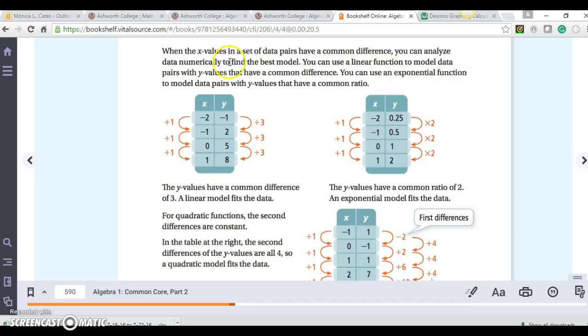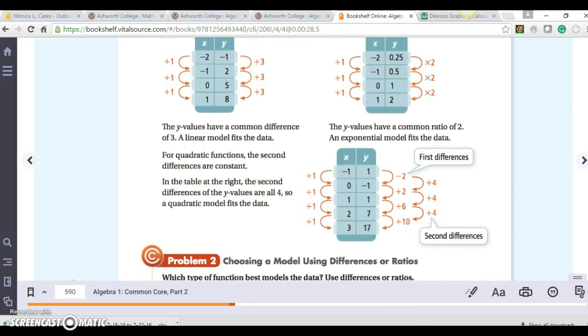You can use exponential functions to model data when the y values have a common ratio. Ratio is multiplying, so if I multiply 1/4 or 0.25 times 2, I get 1/2, or 0.5. 0.5 times 2, or 1/2 times 2, I get 1. And 1 times 2 gives me 2. So there's a common ratio, so that means it has to be an exponential function. The y values have a common difference of 3. It's a linear model. The y values have a common ratio of 2.